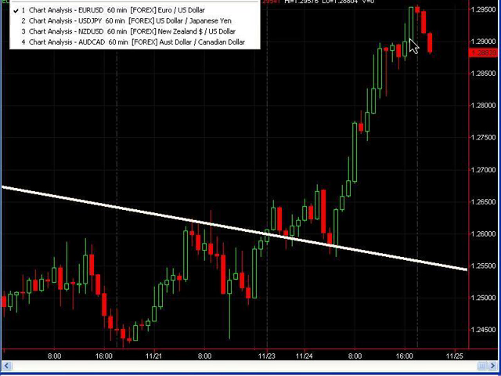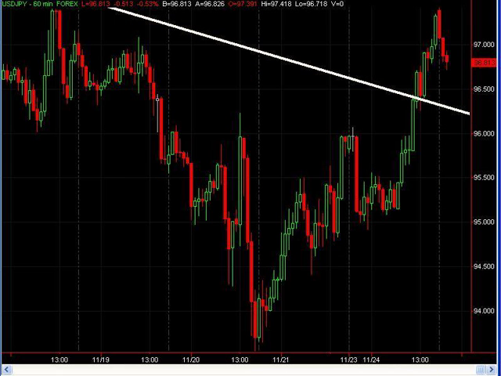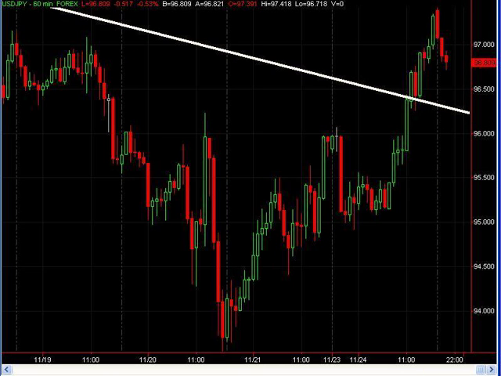Next chart is the dollar-yen. This is the resistance line I've been using for the past two weeks as well, and we did have a break above the resistance line in this pair too. So that would negate this resistance line right now. But the same thing that happened with the Eurodollar is what I'm looking for in the dollar-yen. Let's see if the backside of the former resistance line now acts as support moving forward.